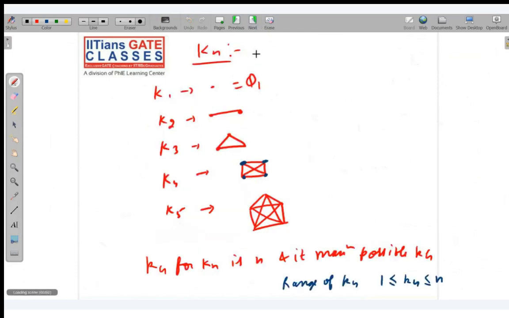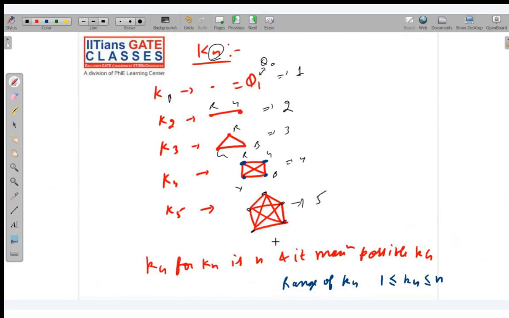Next is complete graph of n vertices, Kn. So K1, chromatic number will be 1. That is nothing but your phi 1, and it is Q0 also. No need to worry. K2, chromatic number 2. Why? Red and green. K3, chromatic number 3. Why? Red, green, blue. K4, chromatic number 4. Why? Because all are adjacent. Very simple. When all are adjacent, you cannot reuse any color. Red, green, blue, yellow. So 5. All these 5 are adjacent, so you cannot reuse. So chromatic number will be 5.